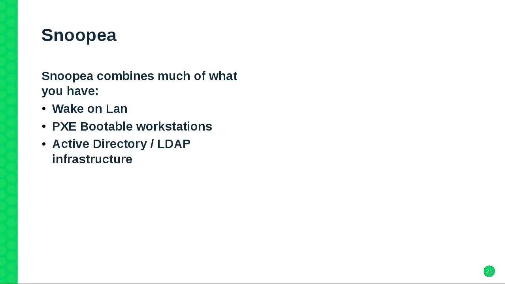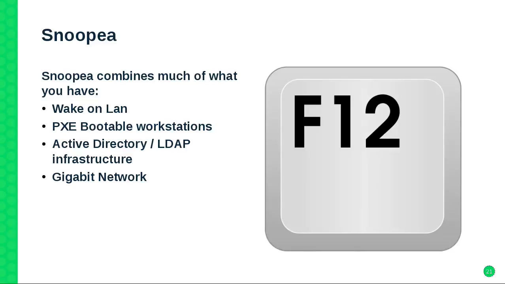All of you, I'd imagine, have some sort of LDAP or Active Directory infrastructure, which is a key component of any network and is a key component of how we manage this. Gigabit network is important, but I don't think anyone doesn't have gig now. If you did, I can sell you some networking kit. And the F12 key, because the F12 key is really, really important. So if you've got keyboards that don't have F12, leave the room now.